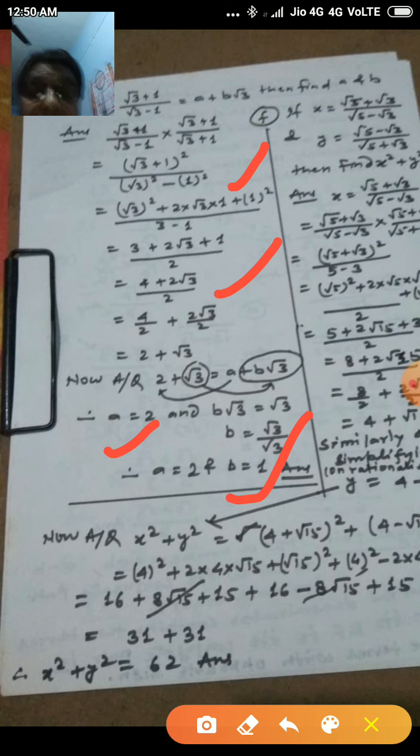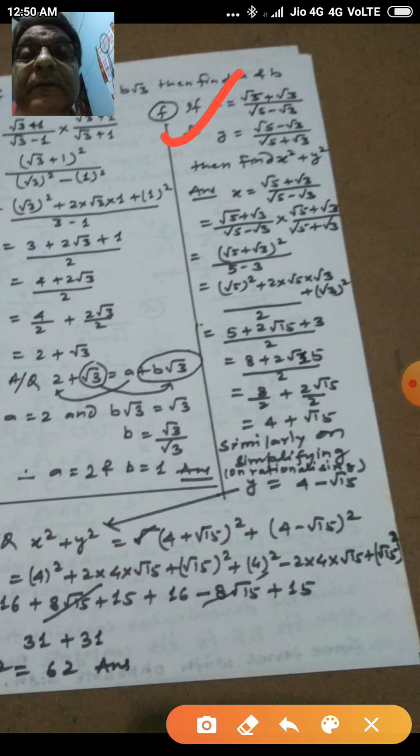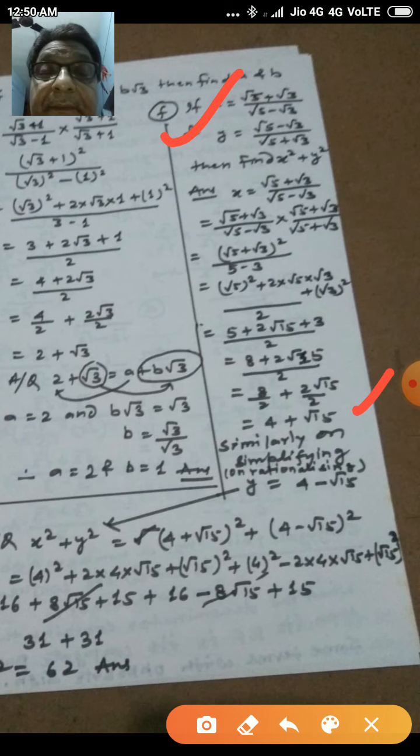Again we have one more question here: if x equal to root 5 plus root 3 by root 5 minus root 3 and y equal to root 5 minus root 3 by root 5 plus root 3, then find the value of x square plus y square. So here nothing new, only what we have done in the earlier questions. Taking x equal to root 5 plus root 3 by root 5 minus root 3, we rationalize it using the conjugate pair, and finally we arrive at 4 plus root 10.